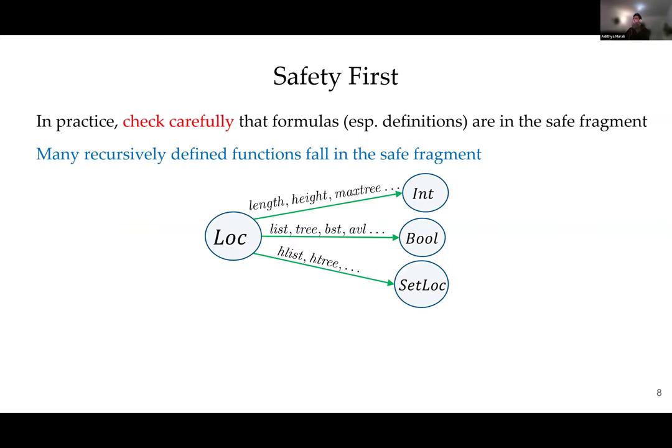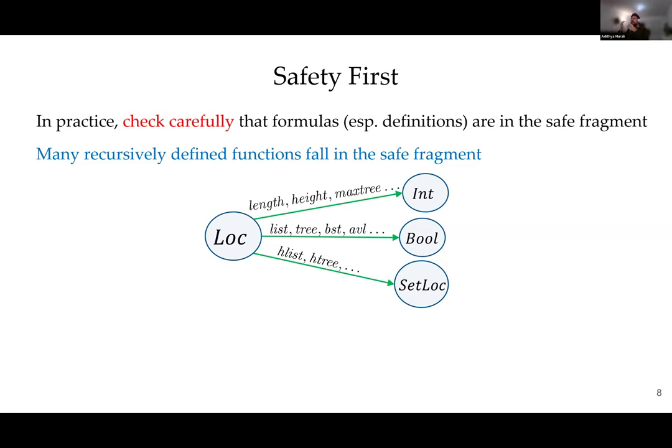Many, many recursively defined functions fall into the safe fragment. So you can have functions like length or height or the maximum element in a tree. Those map objects to integers, or locations to integers. Then you have predicates like list, tree, binary search tree, AVL tree. You can define them recursively. And those also map locations to Booleans, which is again one way.